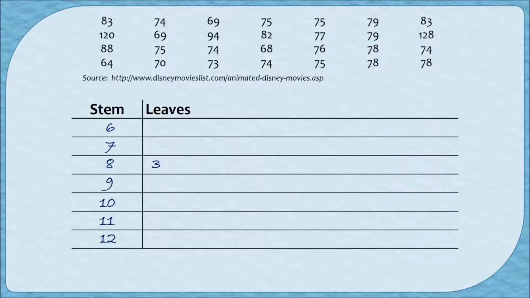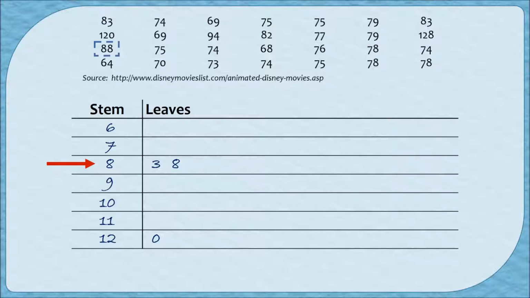The next value in my data set is 120. If I think of breaking it down, it's going to have a stem of 12 with a leaf of 0. So I go to the row where the stem is 12, and I will write a leaf of 0. So that 0 represents the number 120. The third number in my data set is an 88. Here we have a stem of 8 with a leaf of 8. So I'm going to go in the row for the stem of 8, and I will write down a leaf of 8.